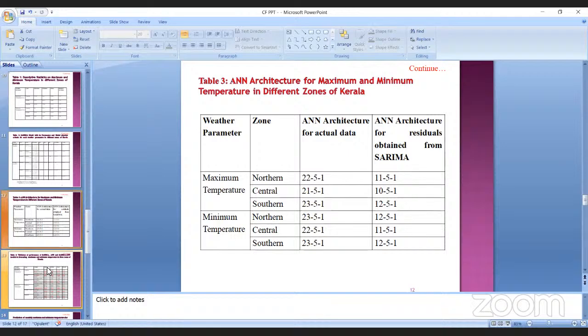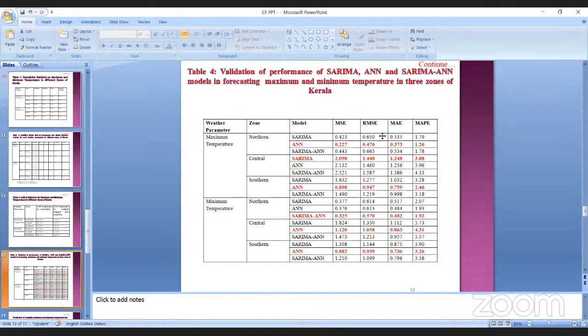After that, we will do the validation. The validation suggested that for the northern zone it is the artificial neural network, and also for the southern zone it is the artificial neural network for the maximum temperature. Whereas in the central zone, where the temperature was high, the SARIMA model highly outperformed other models. Whereas in minimum temperature, the northern zone showed the maximum values, and there SARIMA ANN showed the higher efficiency in prediction. Whereas in central it is the ANN model, and southern also it is the ANN model.